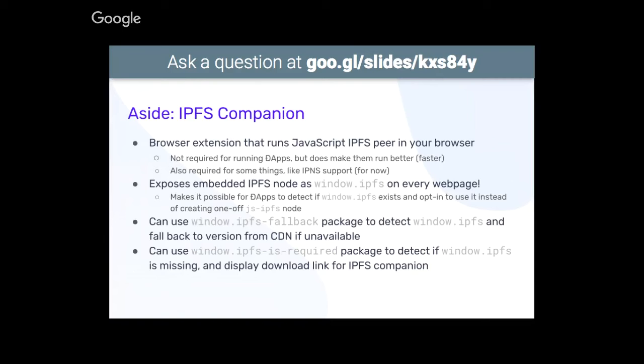In future examples, you can actually use window.ipfs-fallback to detect if window.ipfs exists, and then fall back to a version from a CDN if it isn't available. But for now, we'll use window.ipfs-required package, and what that'll do is detect if we have window.ipfs, and if we don't, it'll just display a download link for the IPFS companion browser extension. And I'll show you what that looks like in a second before I leave you for the morning.